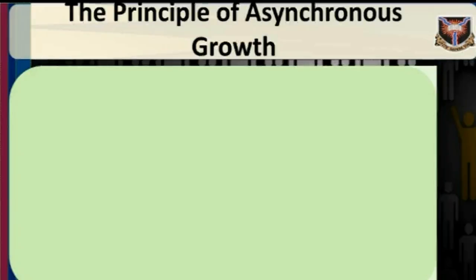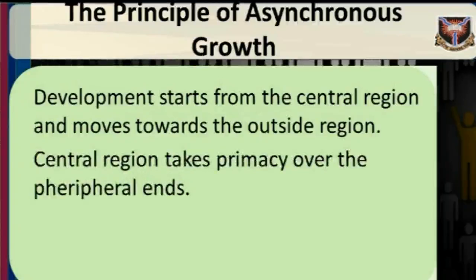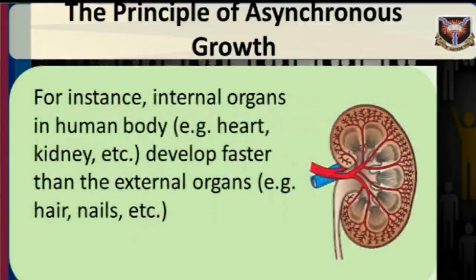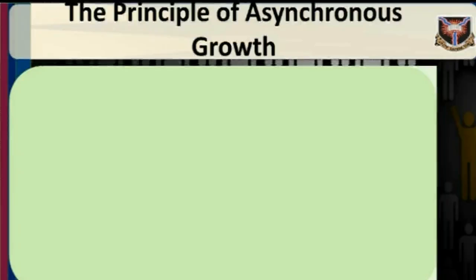According to this principle, development starts from the central region and moves towards the outside region. This means that the central region takes primacy over the peripheral ends. For example, internal organs in the body, for instance, heart, kidney, etc., develop faster than the external organs, e.g. hair, nails, etc.